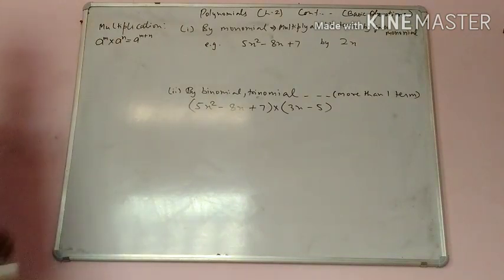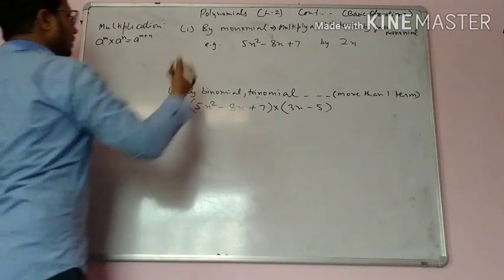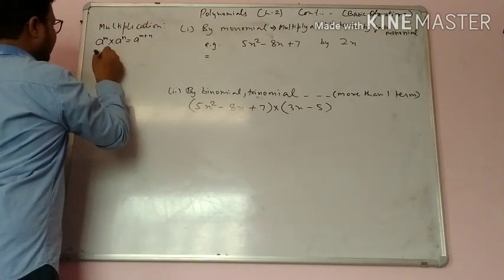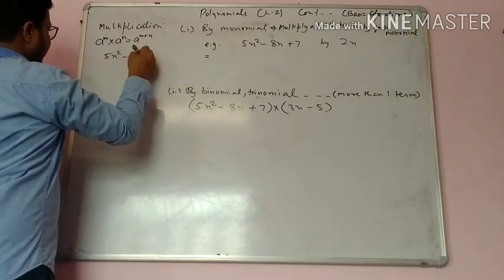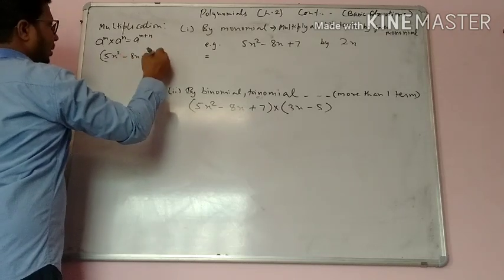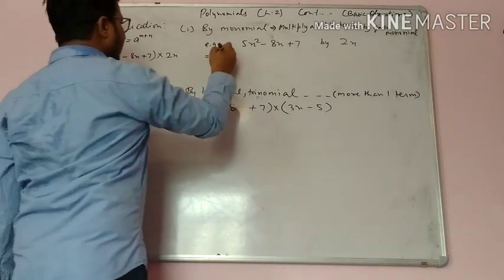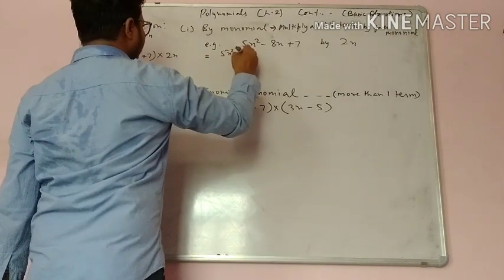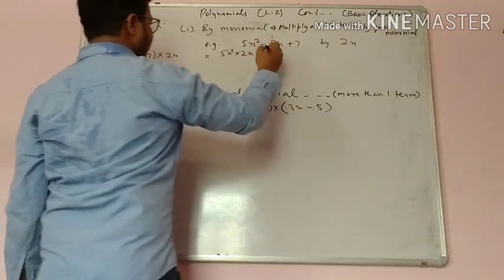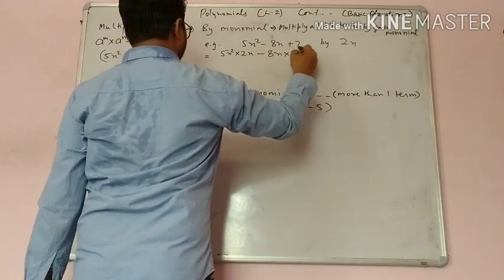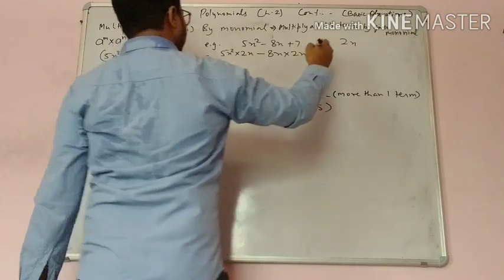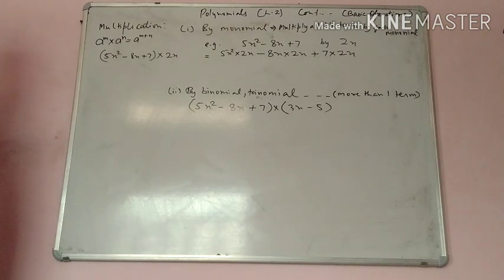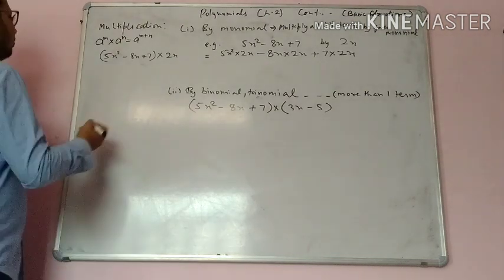Now, how will you multiply that? See, if you have to multiply 5x square minus 8x plus 7 by 2x, it is equals to 5x square multiplied by 2x minus 8x multiplied by 2x plus 7 multiplied by 2x. Here I have used the distributive property.